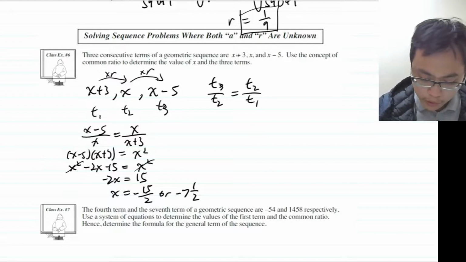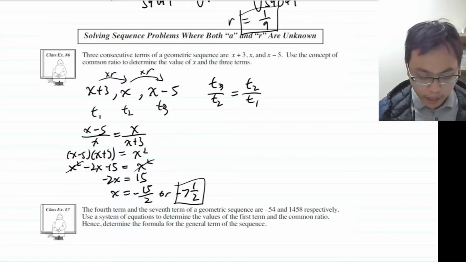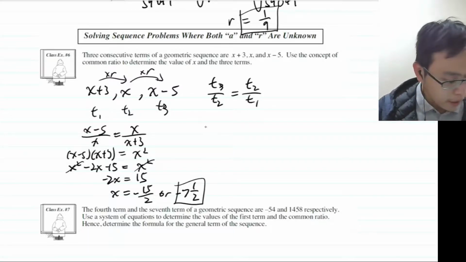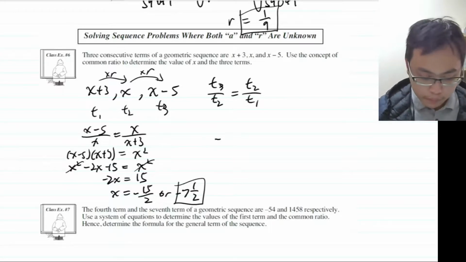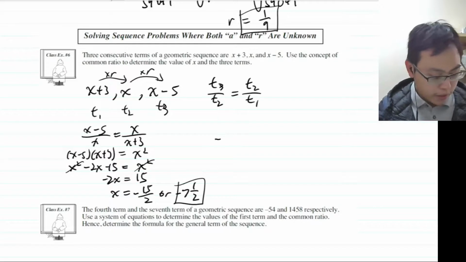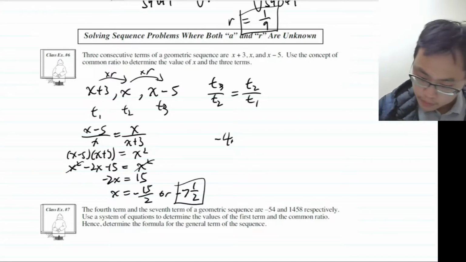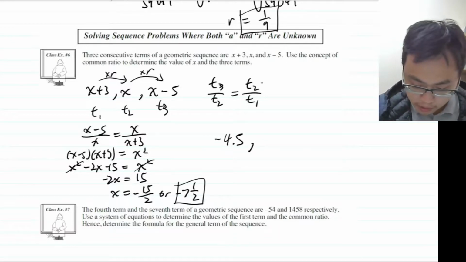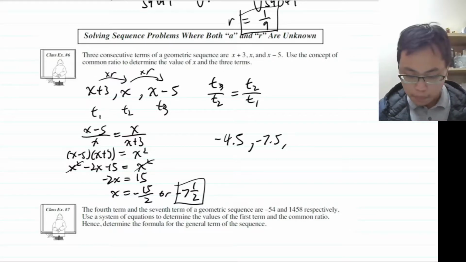Now we have to find out what the three terms are, so let's put this back into our three terms. The first term is x plus 3, so negative 7.5 plus 3, if you're not sure, is negative 4.5. The next one is just x itself, so that's negative 7.5, and then the next one is x minus 5, so negative 7.5 minus 5 is negative 12.5.